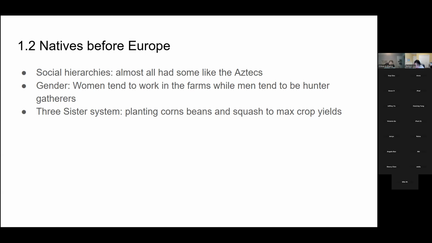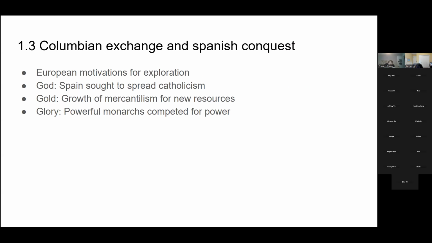And then one system you have to know is the three sisters system. This is one of the farming strategies they used back then. They planted corn, beans, and squash to maximize the crop yields. They also did this because the previous crops would help fertilize the land, so they could improve production for the next one. So those 1.1 and 1.2 are very similar. Unit 1 is very short in content. It's mostly context for what is to come.